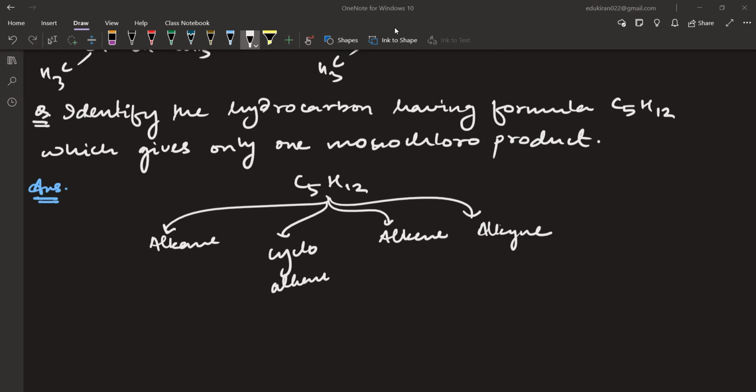Okay. See, if there is an alkane, alkane has a formula CnH2n plus 2. Do you know this? Yes or no? Please tell me. Alkanes have a formula, that is CnH2n plus 2. Now cycloalkane has a formula, that is CnH2n. Alkene also has a formula, that is CnH2n. Yes or no? What about alkyne? Tell me. So CnH2n minus 1. Make an example, you can figure it out.